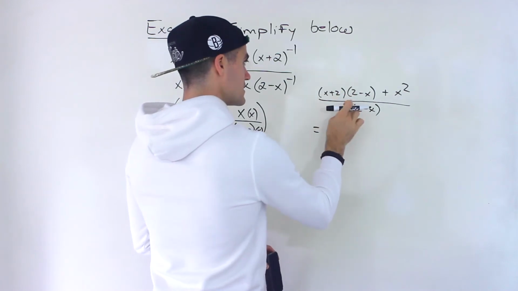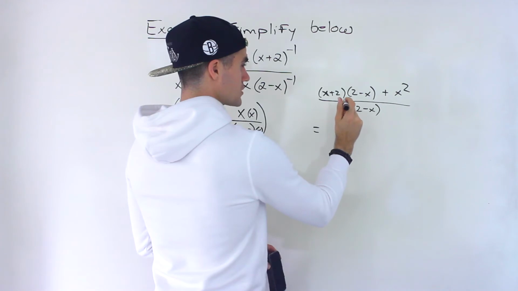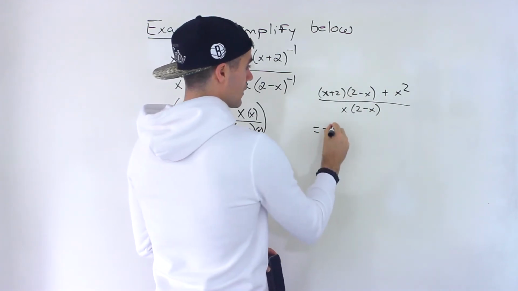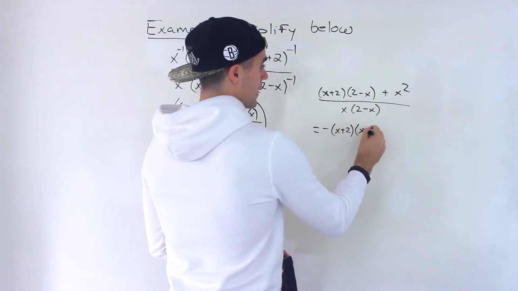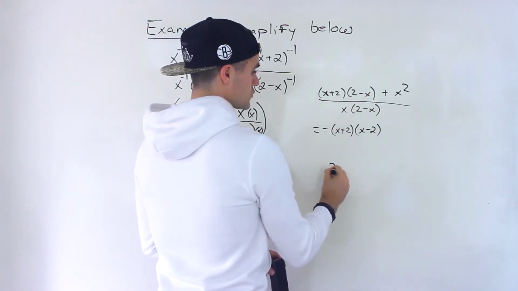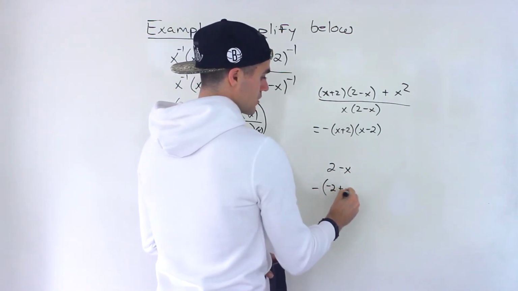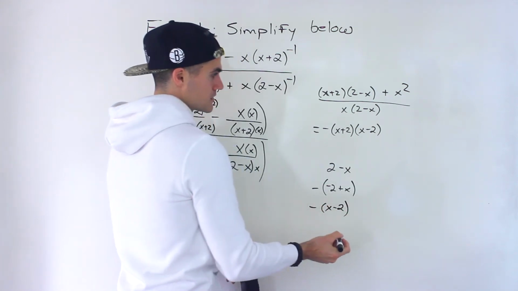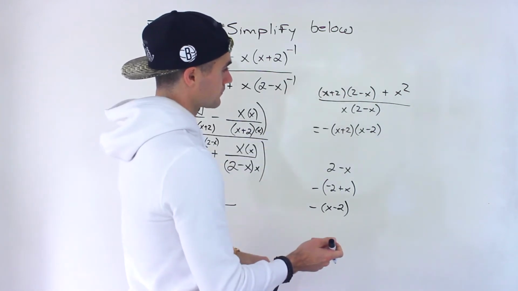And then foiling this out, it's kind of weird that we have an x here and then a 2 here. So what I'm actually going to do is take out a negative from this bracket, put it in front, just to change this to be x minus 2. Right? If we take 2 minus x, take out a negative, we would end up with negative 2 plus x. All the signs would change, which would be x minus 2. You don't necessarily have to do that. You could just FOIL from here.